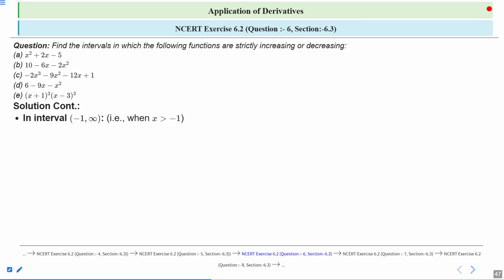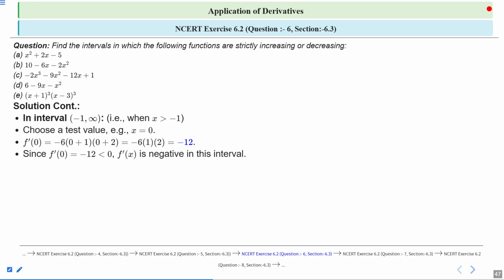Now in the interval -1 to infinity, that is when x is greater than -1, choose the test value, for example x = 0. So f'(0) is basically -6 × (0 + 1) × (0 + 2), which is equal to -6 × 1 × 2, which is equal to -12. Since f'(0) = -12, which is less than 0, therefore f'(x) is negative in this interval. Therefore, f is strictly decreasing in the interval -1 to infinity, right?